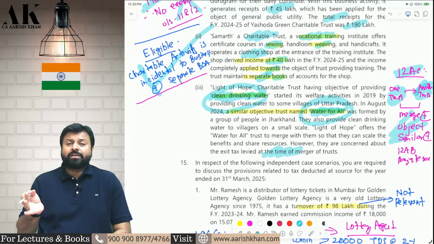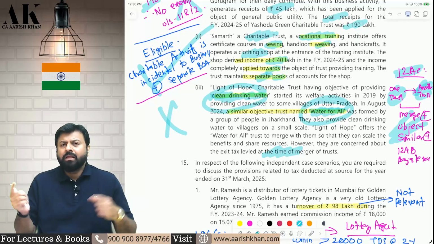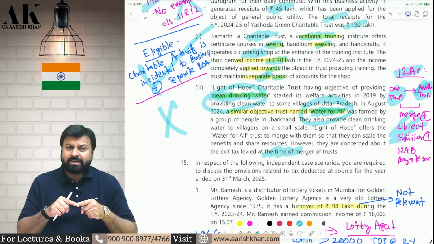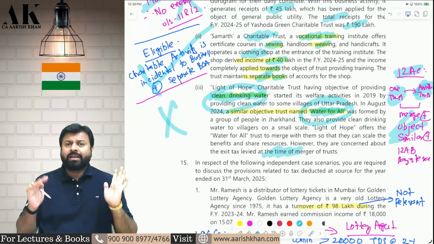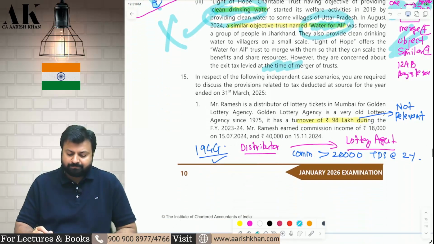And the third condition, they should fulfill some prescribed condition which the government has not yet prescribed. So as of now, only two conditions are there technically. Both of them should be registered trusts under 12AB or 10(23C) and their object should be similar. If these two conditions are fulfilled, you can merge with another trust without worrying about the implications of exit tax. No exit tax implication will be applied on you. I hope it is clear to all of you.